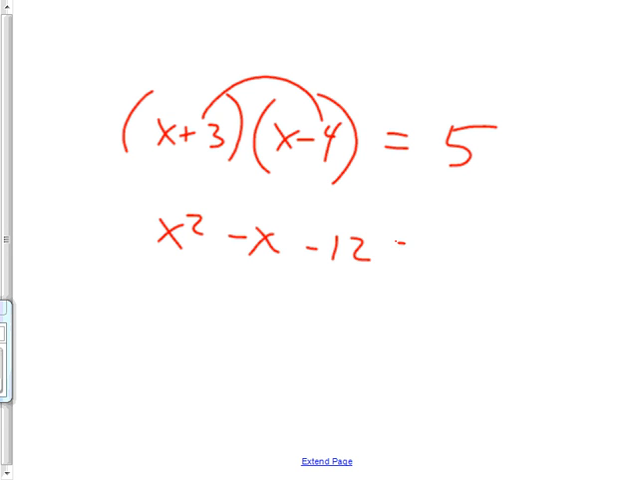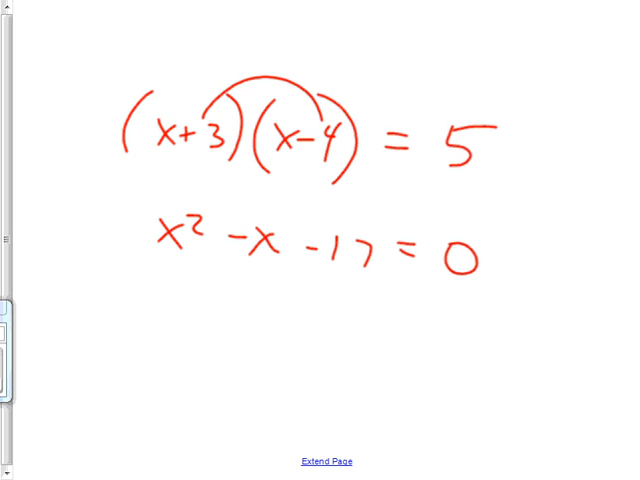Negative 12 equals 5. But then you've got to set it equal to 0, so subtract 5 from both sides. The negative 12 becomes negative 17. Now it's equal to 0. Now can you find some way to multiply to 17 that will add to negative 1? Not going to work out nice. So if you can't factor it, quadratic formula.